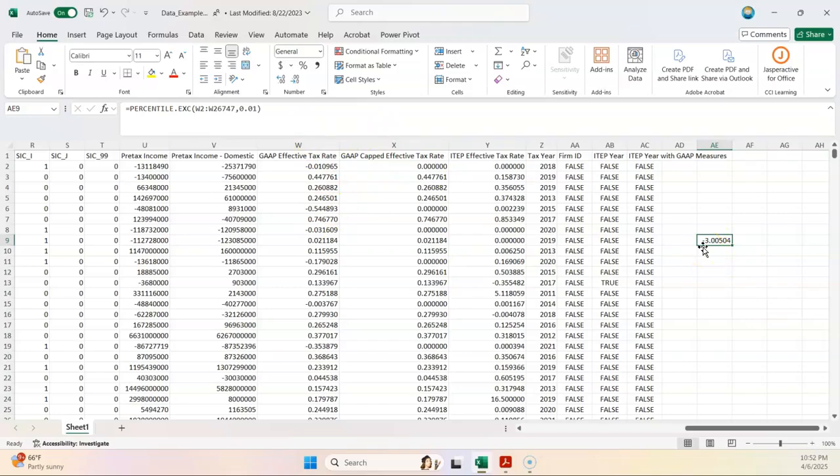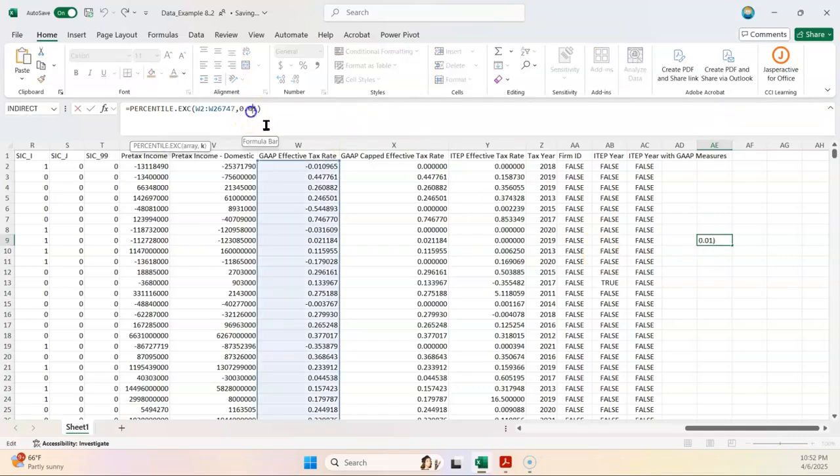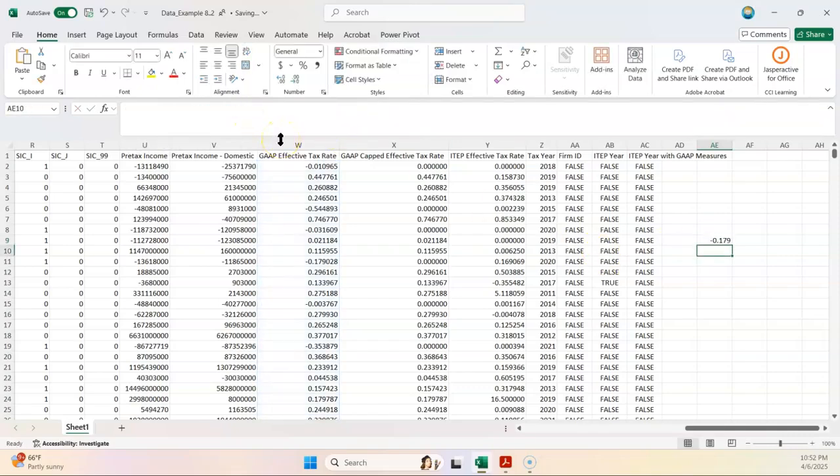But that means that 1% of the data is at that point or below. If I wanted to make it 10%, or the first decile, that'd be 0.1. So I'll change that for you right here. There we go. That means that 10% of the data is below 0.179, or 17.9%. And then you just continue on with that.